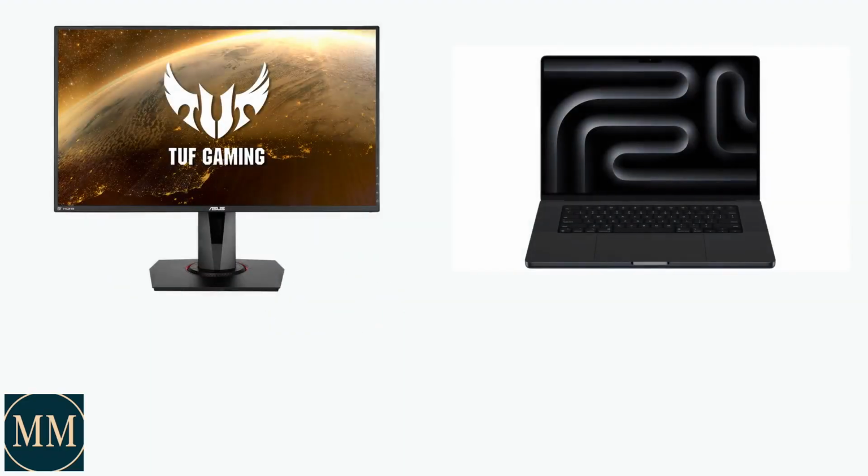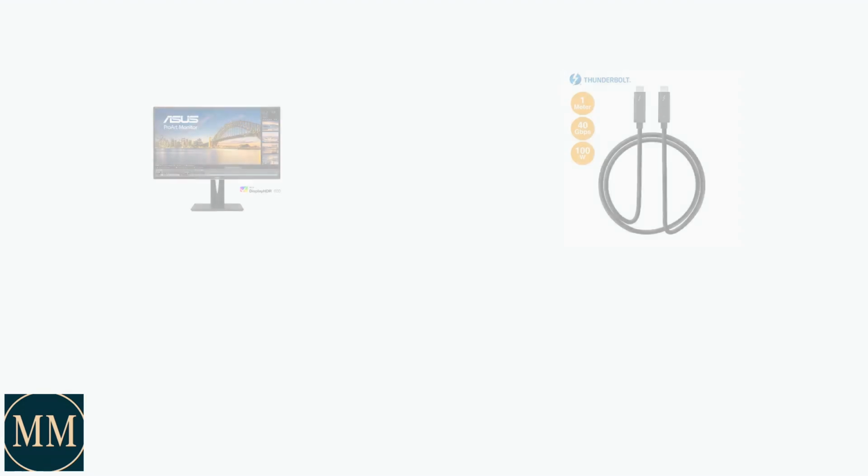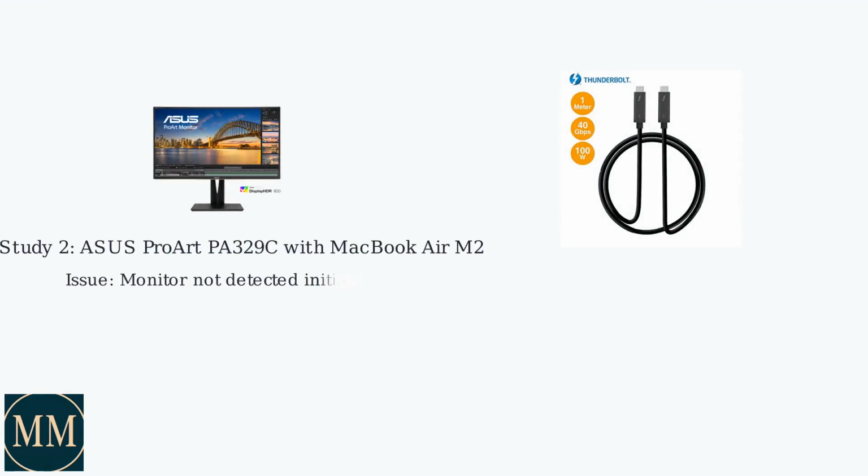A user experienced flickering on an ASUS VG279QM monitor connected to a MacBook Pro M3. The issue was resolved by updating the MacBook to macOS 16.1 and the monitor to ASUS firmware version 3.1. Another user had connection issues with an ASUS ProArt PA329C monitor and MacBook Air M2. The problem was caused by a non-certified cable. Switching to a Thunderbolt certified cable enabled 4K at 60 Hz with HDR support.